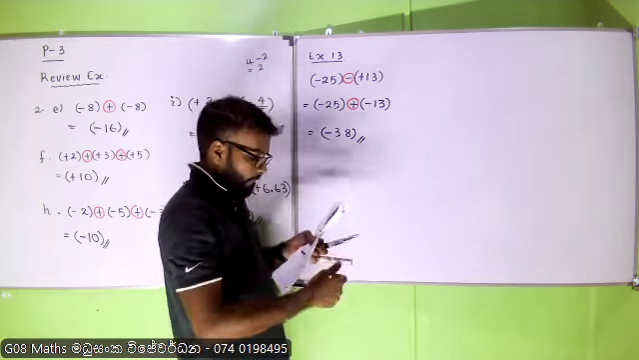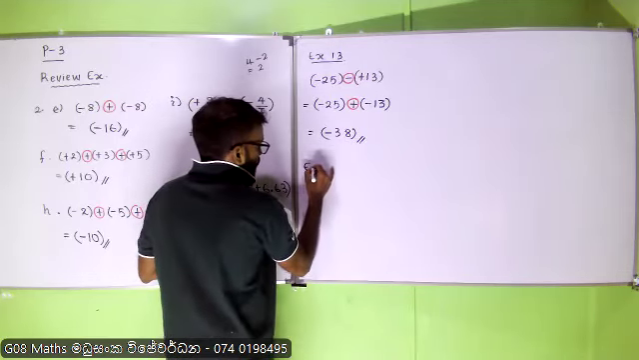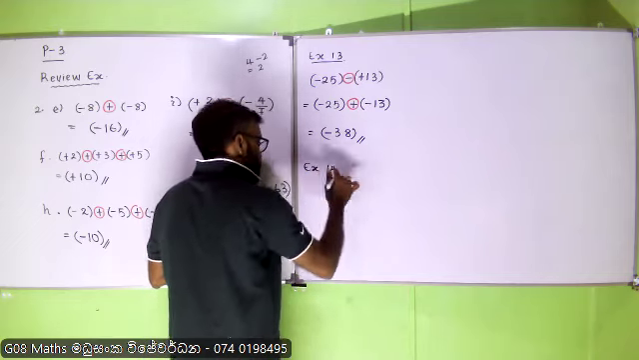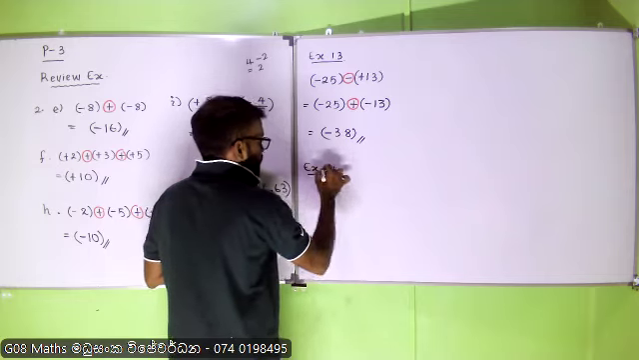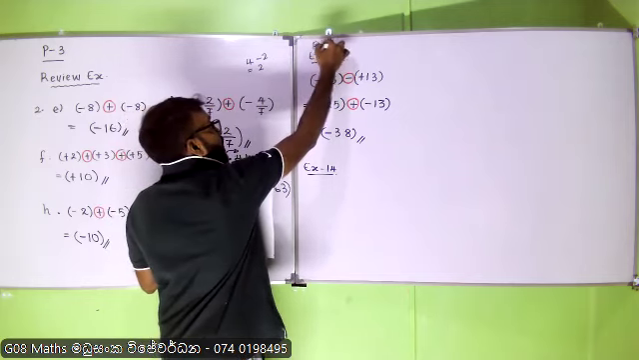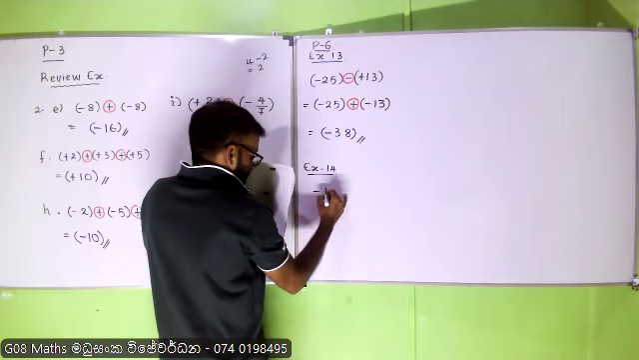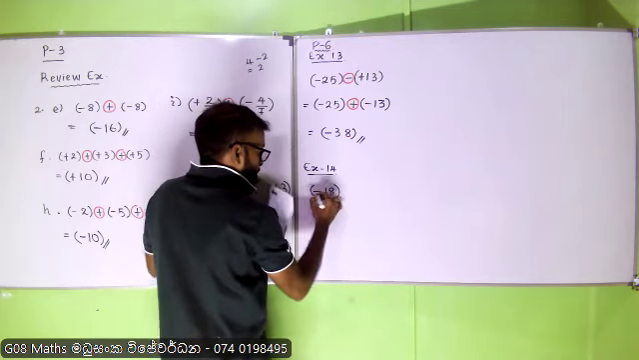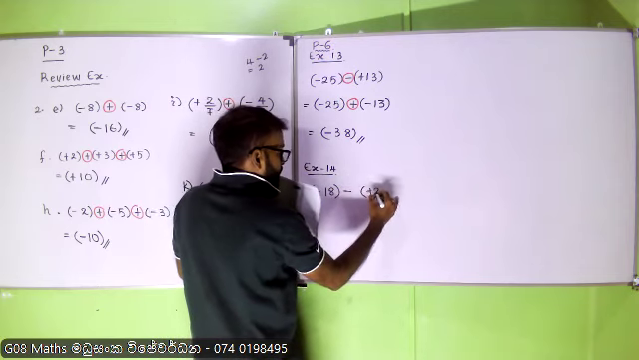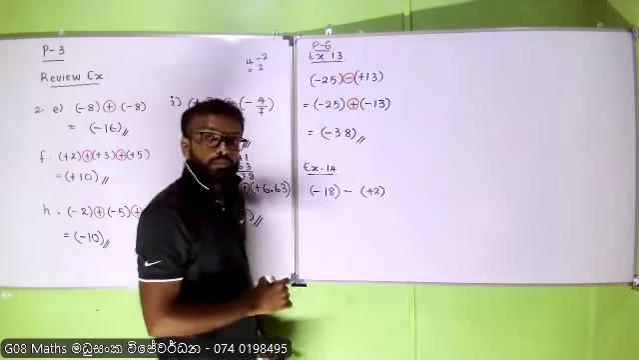Right. Then I will do example number 40, in page number 6. Negative 18 subtract plus 2. Right. Negative 18 subtract plus 2.